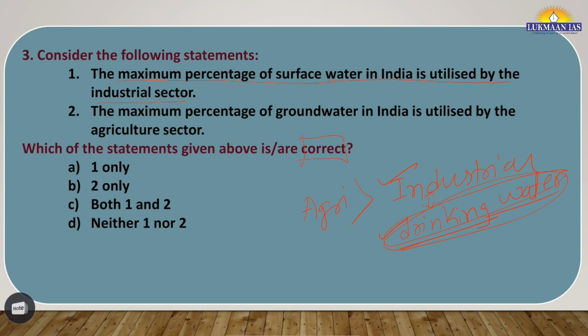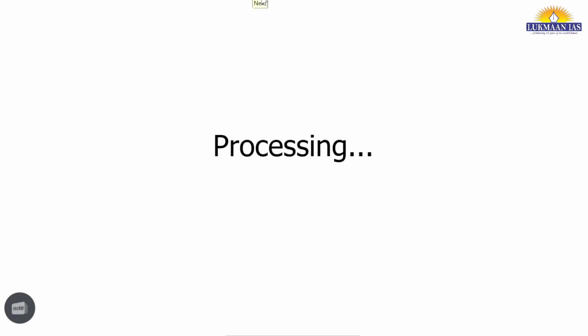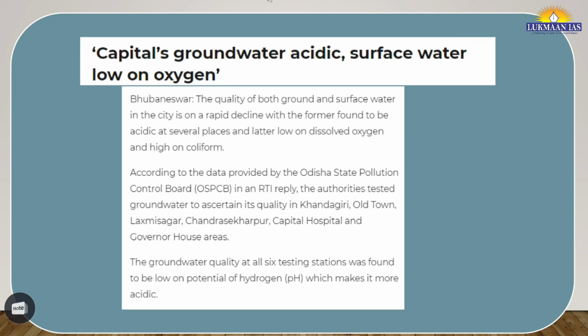सो यस, हियर दिस इज इनकरेक्ट स्टेटमेंट. इंडस्ट्रियल सेक्टर नहीं होगा, यहाँ पर क्या होगा, एग्रीकल्चर होगा. Maximum percentage of groundwater in India is utilized by agriculture, this is correct statement. Okay, maximum percentage of surface water is also utilized by agriculture, and remember that about 90% of both surface as well as groundwater is utilized in agriculture sector. Fine. Okay, so now you know that the correct answer is 2 only here. Fine. Okay, let's move on to the next.